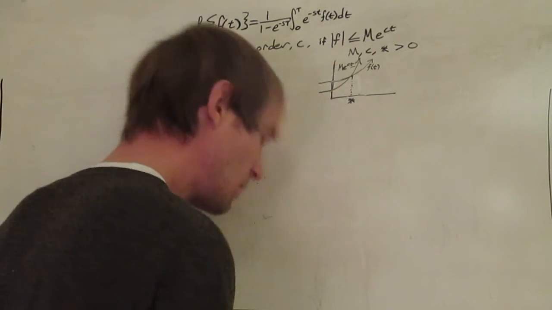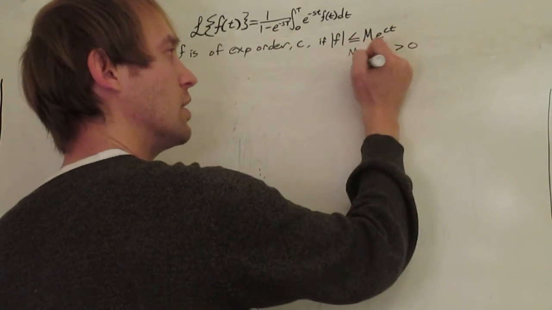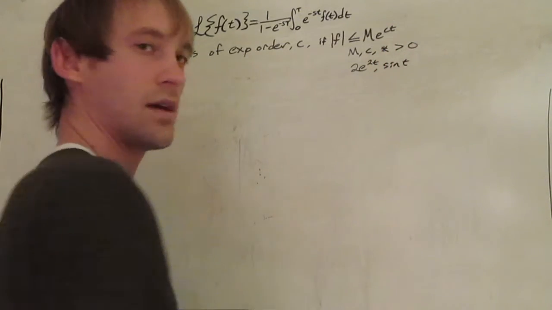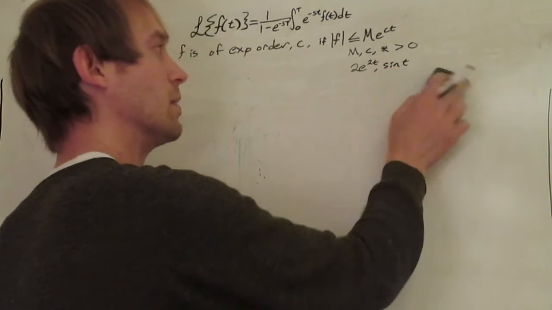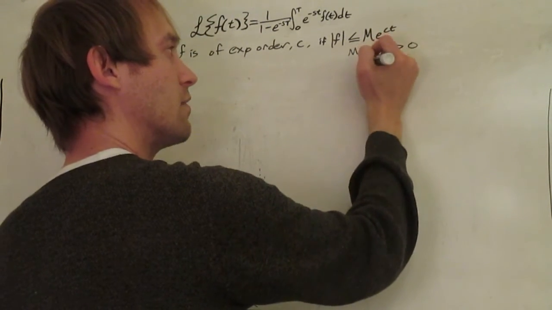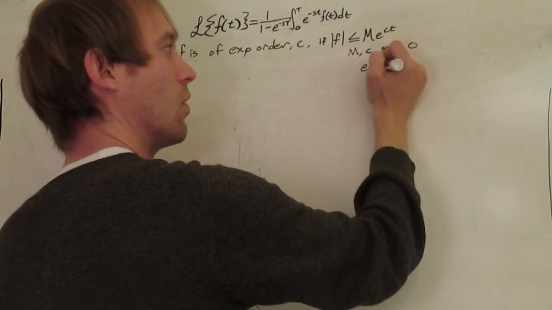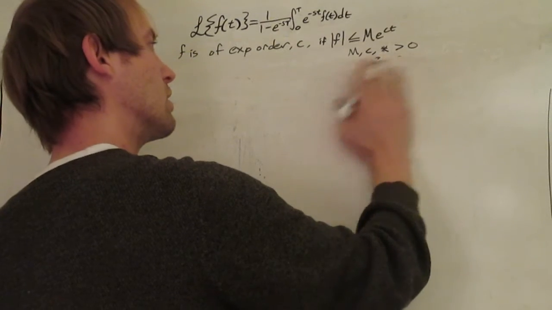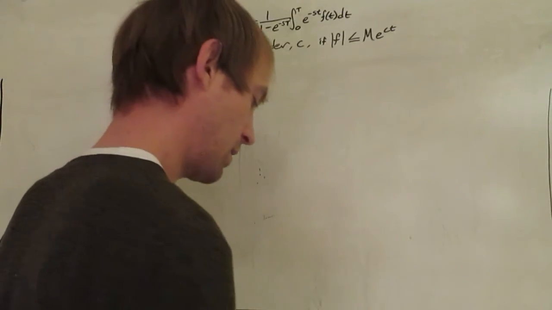An example of functions that are of exponential order are anything like 2e to the 2t, or sine t. Here you see this is the m, this is the c. They fit the form m e to the ct, and sine t, any regular function. So what's not of exponential order? Something like e to the t cubed or e to the t squared are not of exponential order. That's the idea of exponential order.